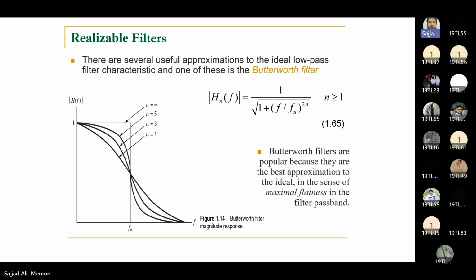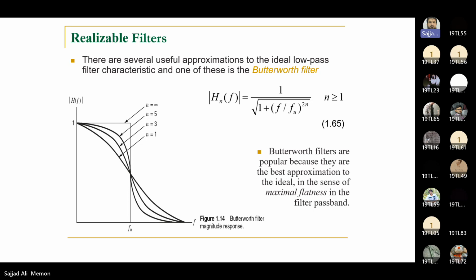Another very famous type of filter is Butterworth filter, where n is the variable. By increasing the n, you can make the drop more approaching to ideal. As you can see here, n is equal to 1 to infinity. When n is equal to infinity, the drop is like to the ideal filter, but we cannot have n equal to infinity. But as we increase the n, the system or the design of the filter become more complex, because you will have more power here.